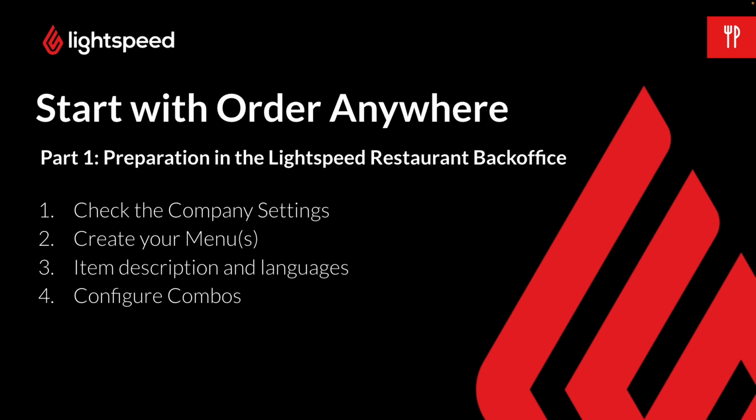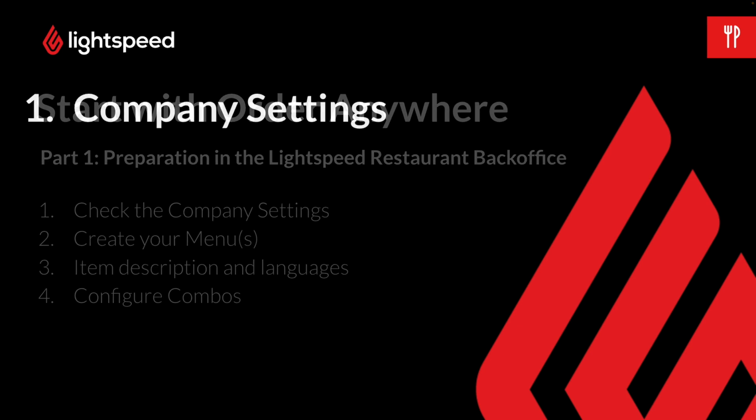Next to preparing your menu, it is important to go through a number of settings in your Lightspeed Restaurant back office. The order is as follows. 1. Checking the company settings. 2. Configuring your menu. 3. Adding item descriptions and languages. 4. Configuring combos.